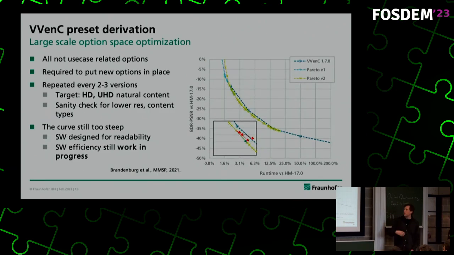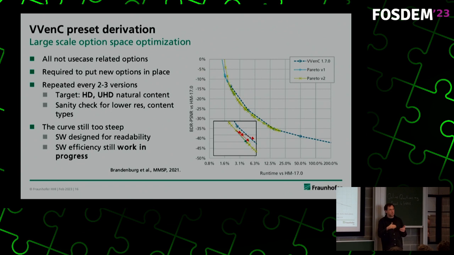All right, so we have those 5 presets. How do we derive those presets? From an academic point of view, this is actually done in a very interesting way. So we take all not use case related options of the encoder, and we do large scale optimization. So we start with a very simple, very fast working point, and then we try to derive which option should be changed as the next one.